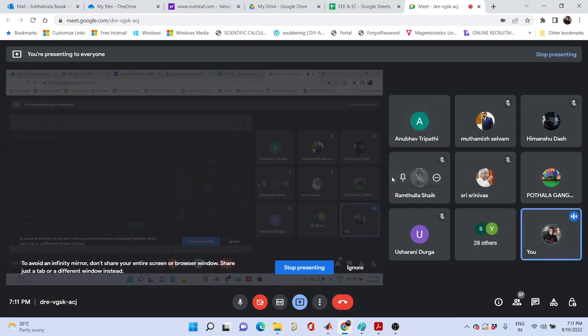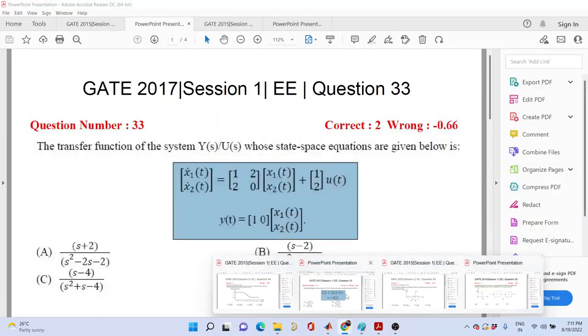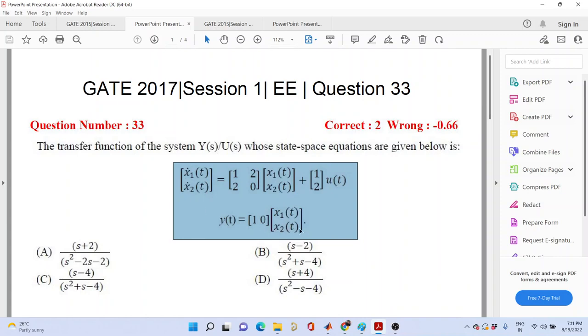Anubhav, are you there? Can you try and say whether the system is stable or unstable from these state space equations? If a pole lies in the right half plane, it will be unstable. Just by looking at the equations, can you tell whether it is a stable system or an unstable system? No pen and paper, just by looking at it, can you say it?